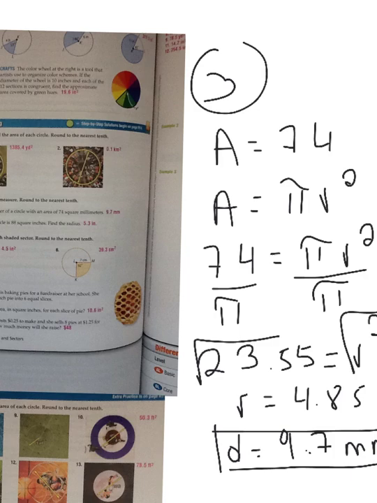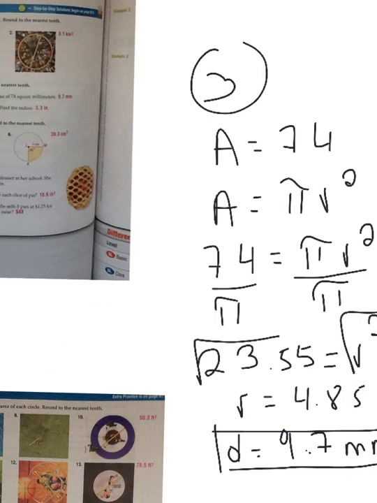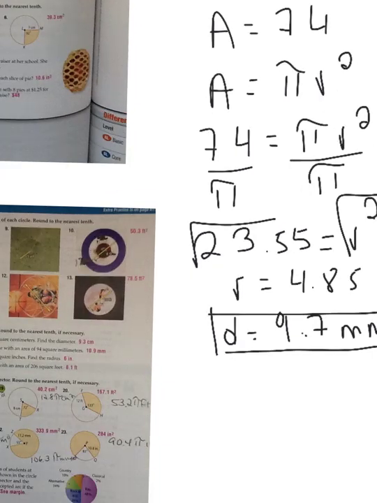Okay, let's do one more problem. I would like to do question number 16. So very similar problem. In question number 16, we have the area of a circle is 112 square inches. Find the radius. And according to my textbook, the answer is 6 inches. So number 16.